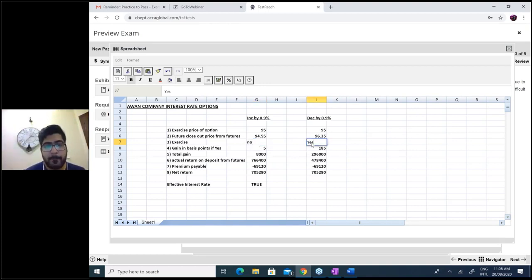But here, buy for 95 and sell for 96.35. Buy for 95, sell for 96.35 higher. So yes, gain in basis points. If no, there's no gain. And here the gain is 1.35%, 135 basis points. Total gain: no total gain here because there is no gain. Here the total gain is gain in basis points 135 into contracts into tick.